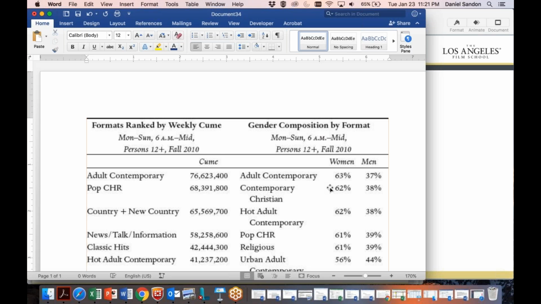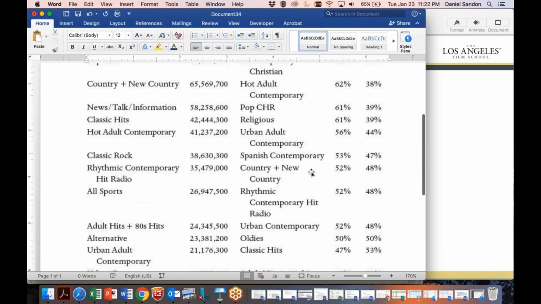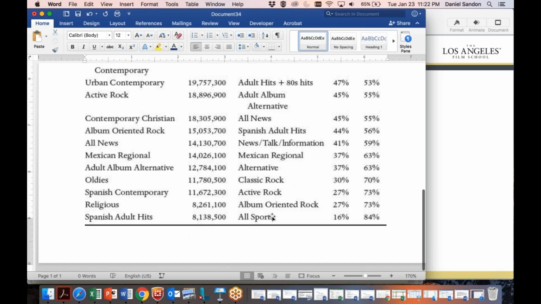The next one down the list here is contemporary Christian radio format. And 62% of that audience is women and 38% is men. Okay, followed by hot adult contemporary, and it's the same setup: 62% women, 38% men. So this side, the right side table, is in order of the highest percentage of women, and the formats go down to the lowest percentage of women at the bottom. So all sports format is only 16% women, and it's 84% men.